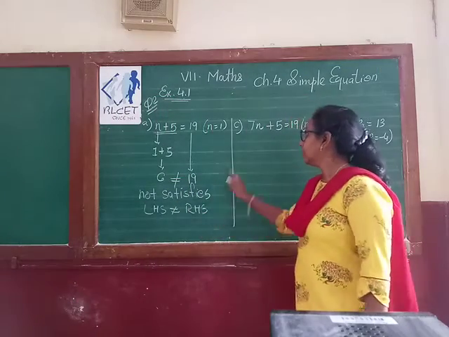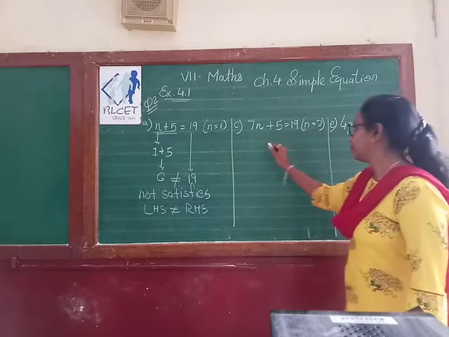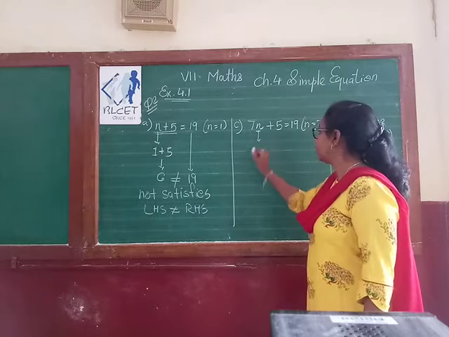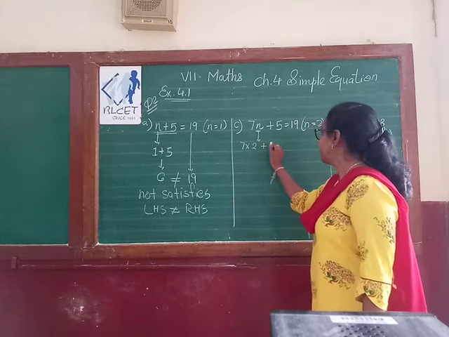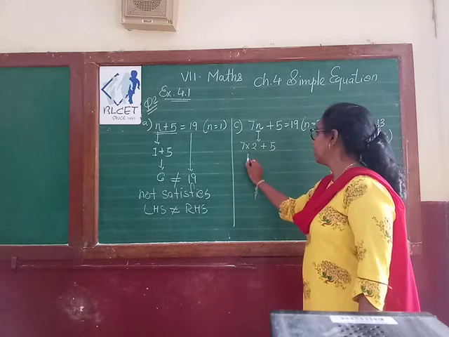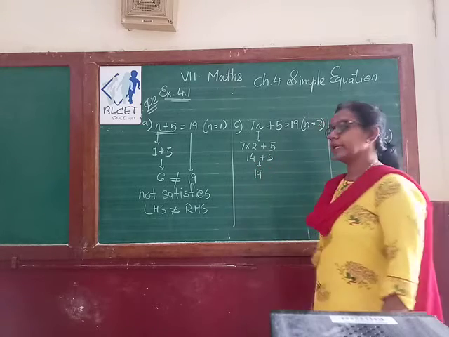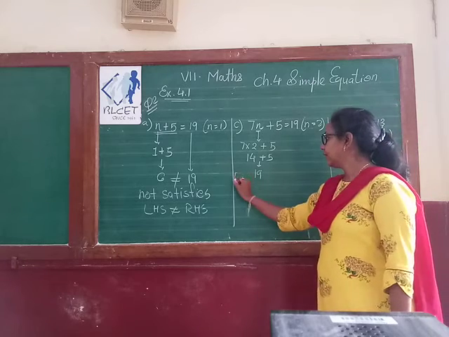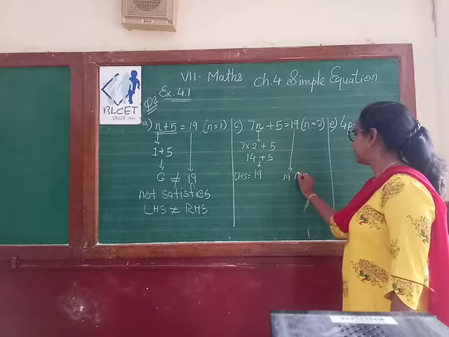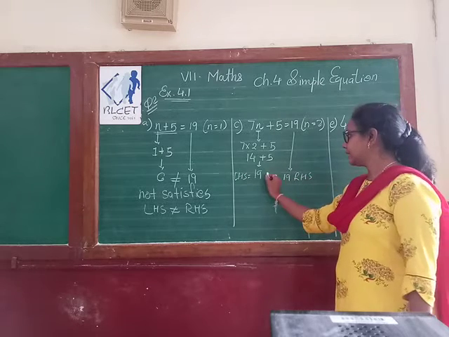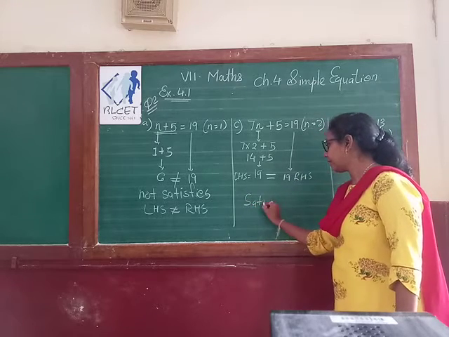Next we have 7n plus 5 is equal to 19, and n is equal to 2. So here in place of n we have to keep the value 2. 7 is as it is, 7 multiplied by 2 plus 5. 7 twos are 14, plus 5. So what is the answer? 19. So this is your LHS. LHS is equal to 19, and this is your RHS, also 19. So LHS is equal to RHS. So the condition is satisfied.